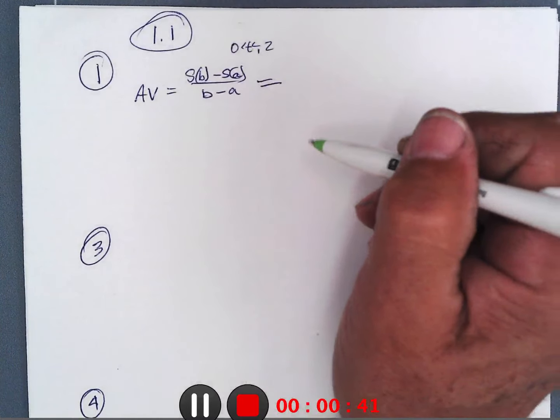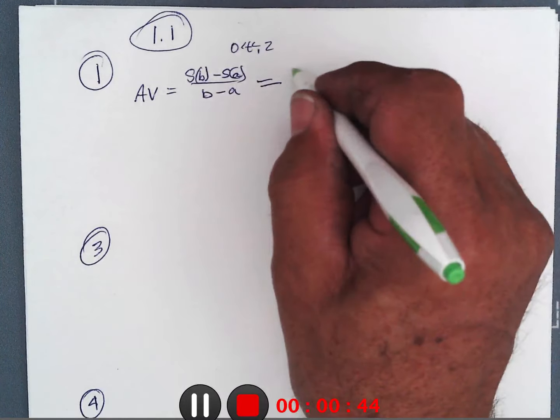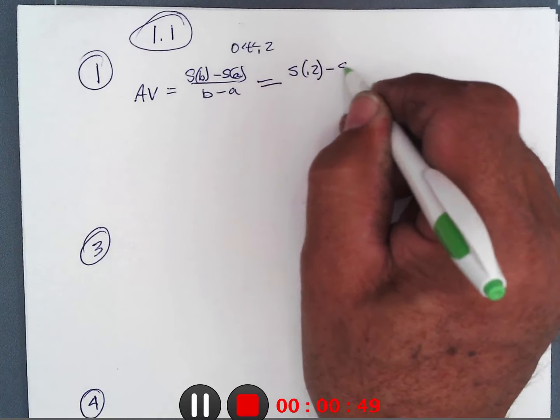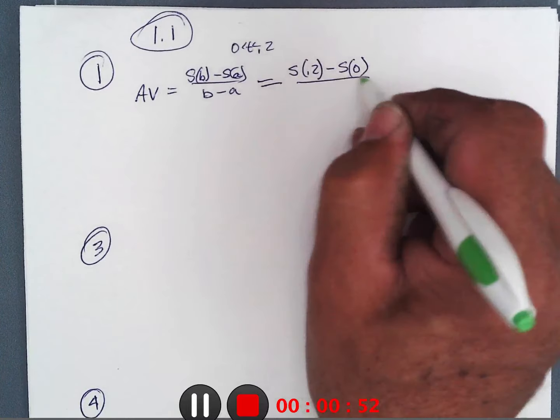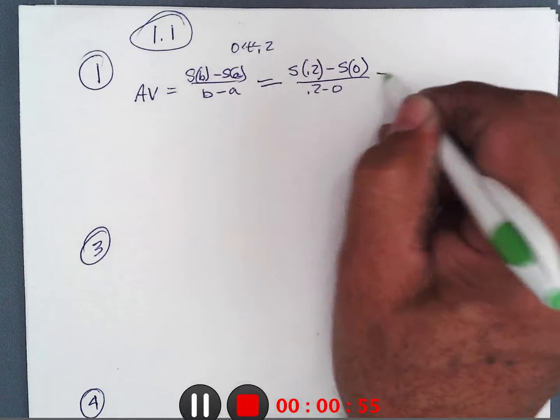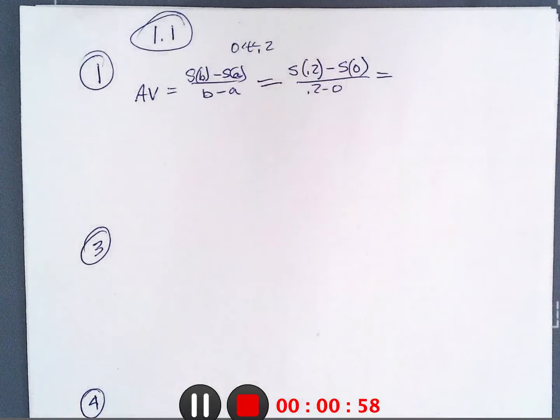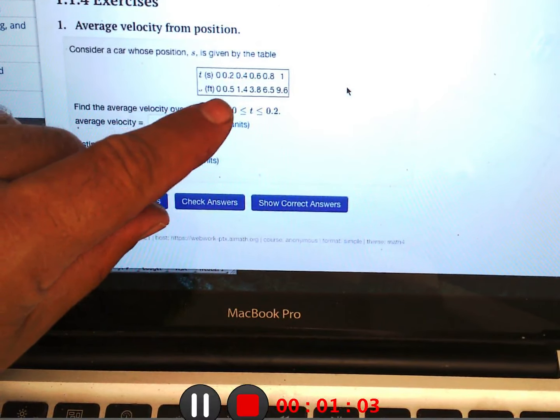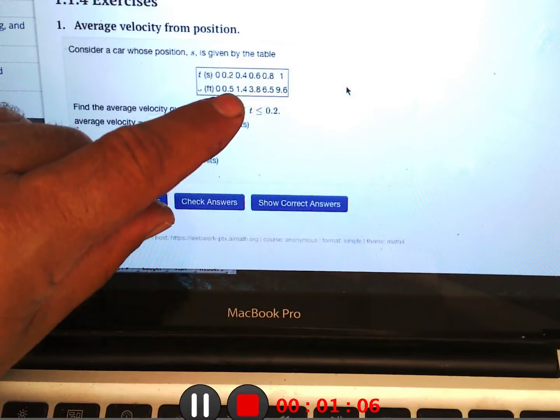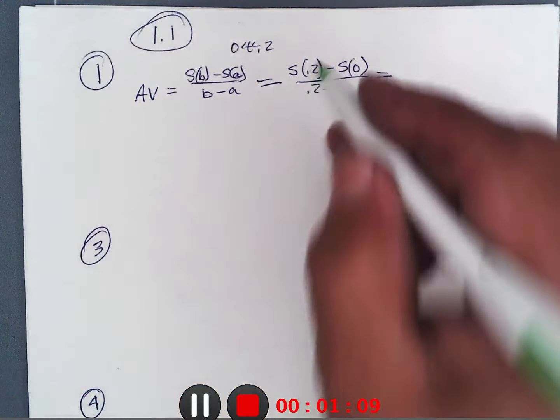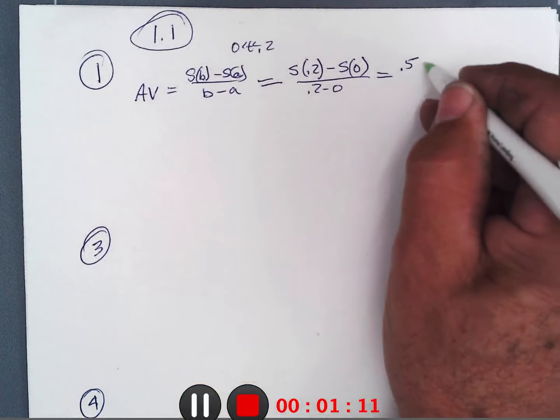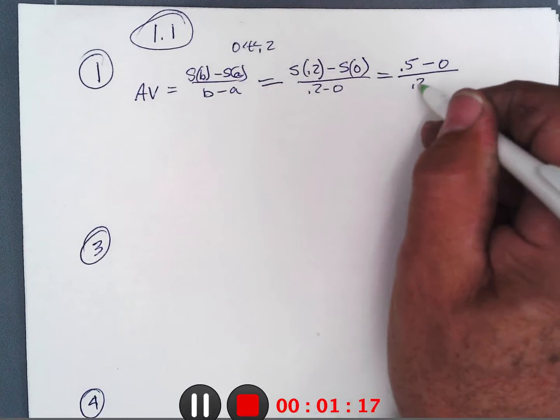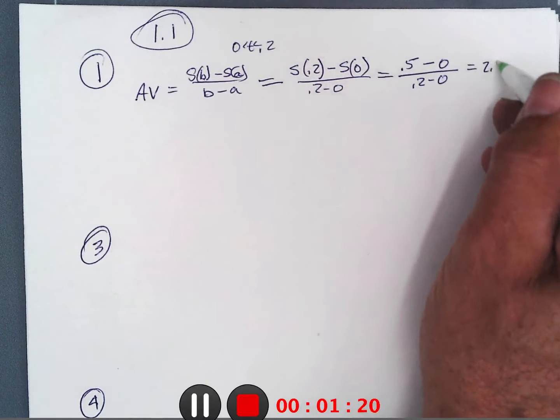So we need the distance at 0.2 minus the distance at 0 over 0.2 minus 0. And looking at the table, the distance at 0.2 was 0.5. So this is 0.5 minus the distance at 0. Looking at the table, I get 0, over 0.2 minus 0, which is 2.5 if you pull out your calculator.